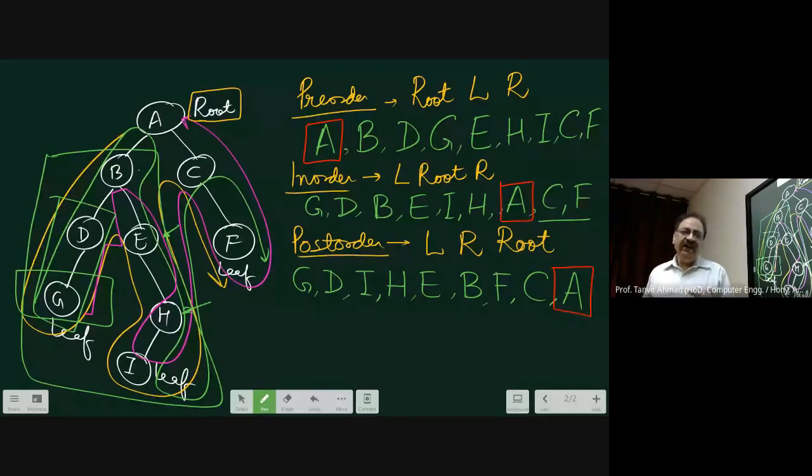Now, what you find is that in a pre-order, A appears at the first. In a post-order, A appears at the right, at the last. But for in-order, A can appear anywhere in the middle. It can be the first node, second node, third node, fourth node, fifth node, or any node, depending on the type of the tree. Therefore, in in-order, you cannot tell where the root is.